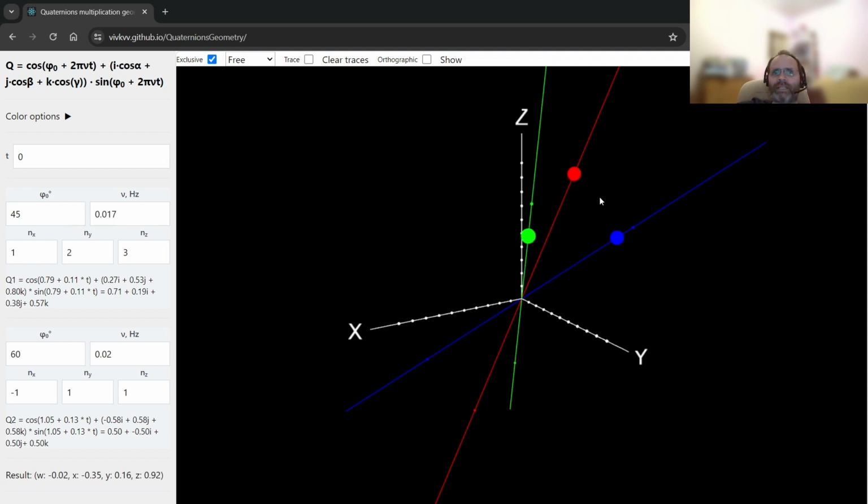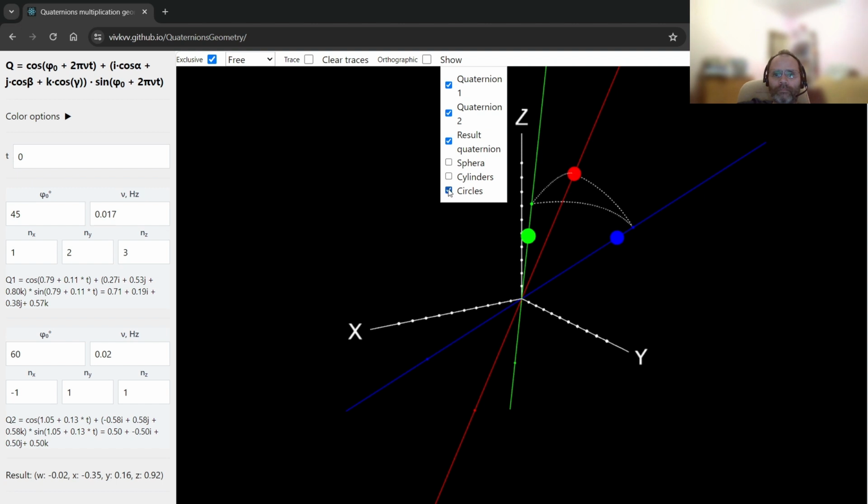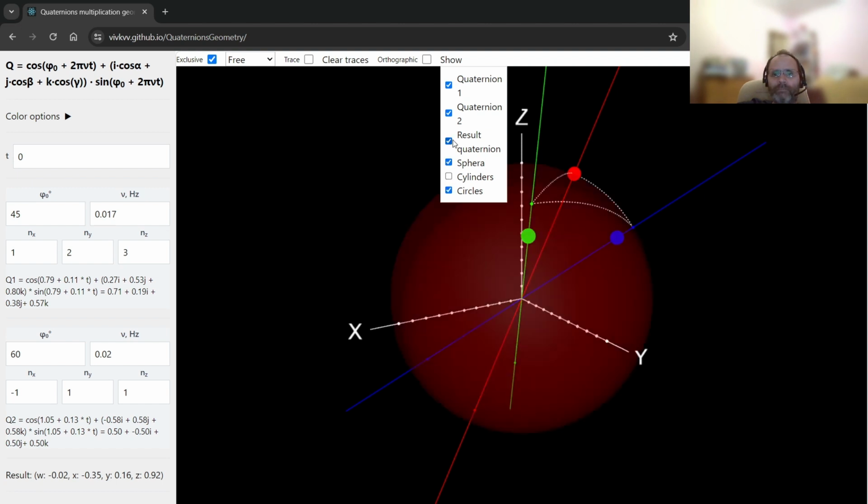Mentally fix the resulting plane. Now, rotate the same blue-green plane around the green axis, now by the angle set by the blue quaternion, 60 degrees. Again, mentally fix the resulting plane. Now we know that the resulting axis will belong to both planes. That is, it will be at their intersection. To better visualize this, the program has an option to show circles, and I will show the sphere as well.